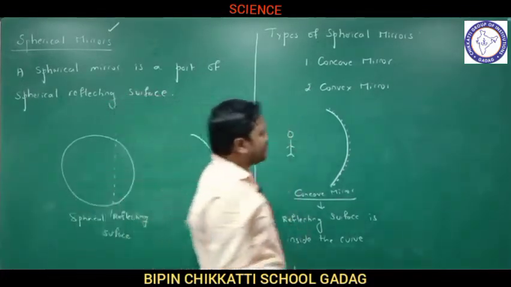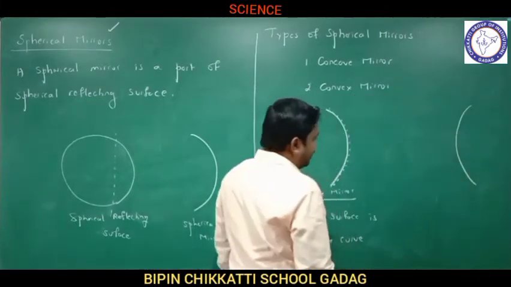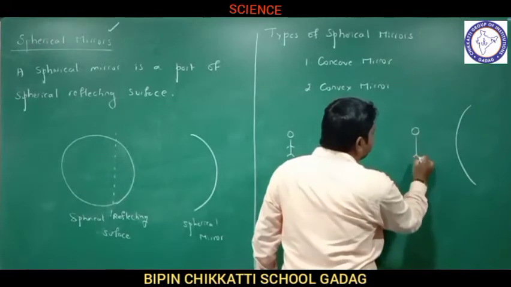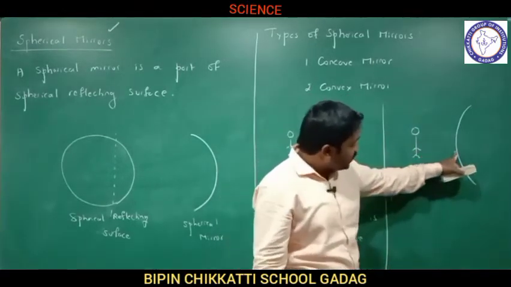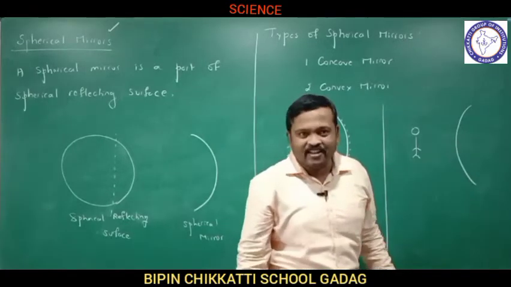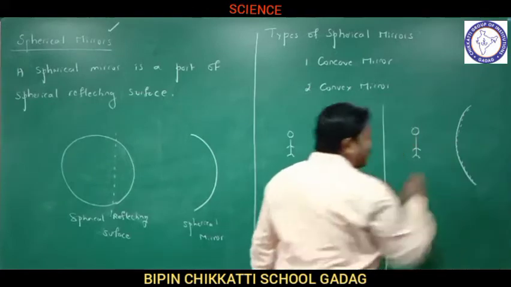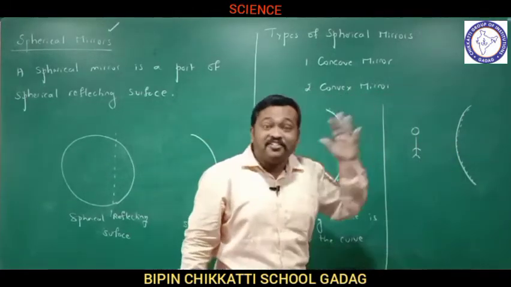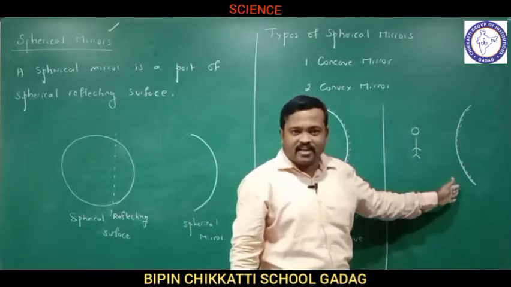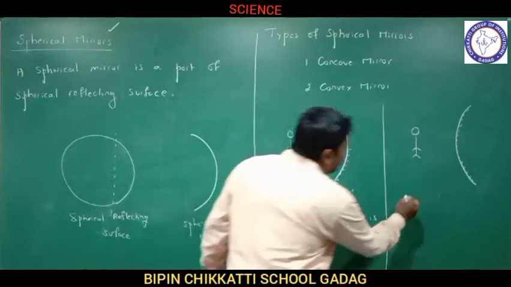There is another mirror called the convex mirror. Let me consider like this. If you are standing here, you can see your face outside the curve, right? If you stand here, you cannot see anything. Of course, it is a curve, but the reflecting surface is outside the curve. This kind of mirror is called a convex mirror.